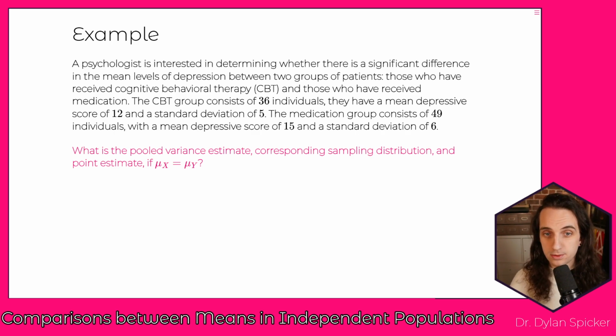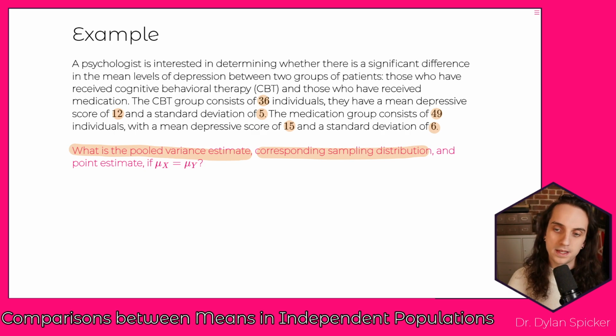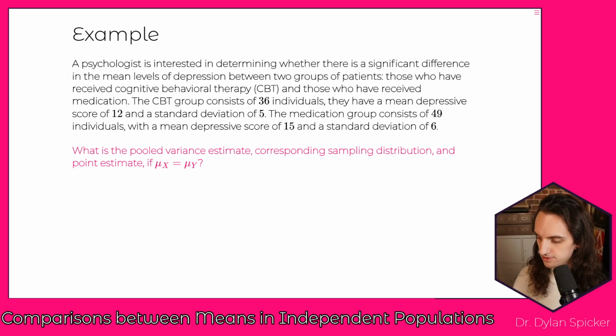If we work through the same example, we still have our 36 individuals with mean depressive score of 12 and standard deviation of 5, and 49 individuals with mean depressive score of 15 and standard deviation of 6, from our two populations. What is the pooled variance estimate and the corresponding sampling distribution and point estimate if mu x is equal to mu y? We want to run this exact same procedure, except let's assume that sigma x is equal to sigma y.